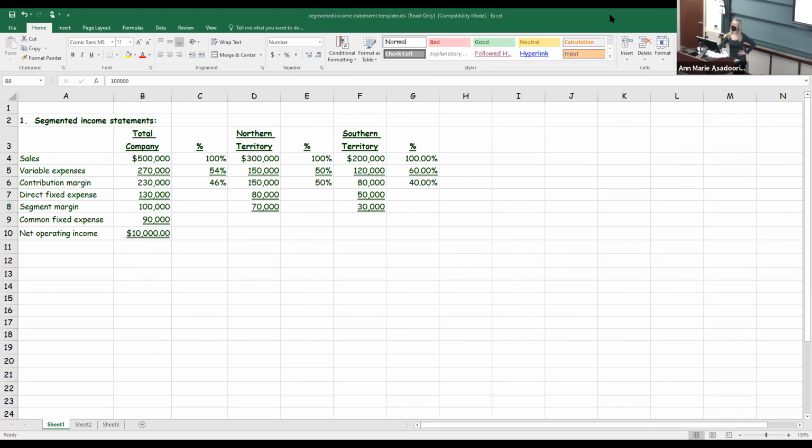And what's the 50 given? The 50 for which one? 50,000 for Southern Territory. No, but what we did was we had the total margin here, so we were able to back that out from the other information. And so we knew this was 80 and 30 was given. 30 was given, okay.